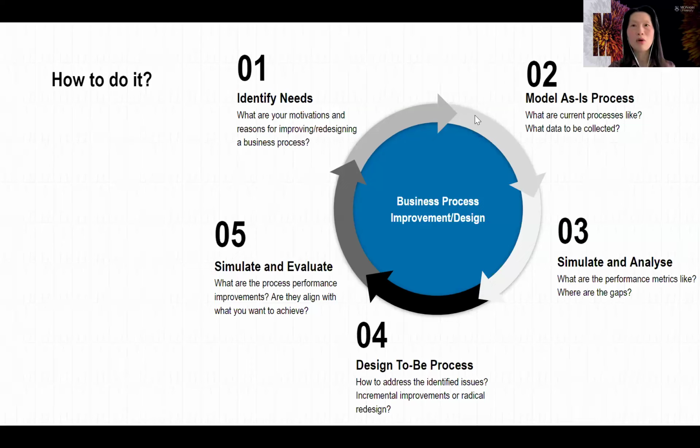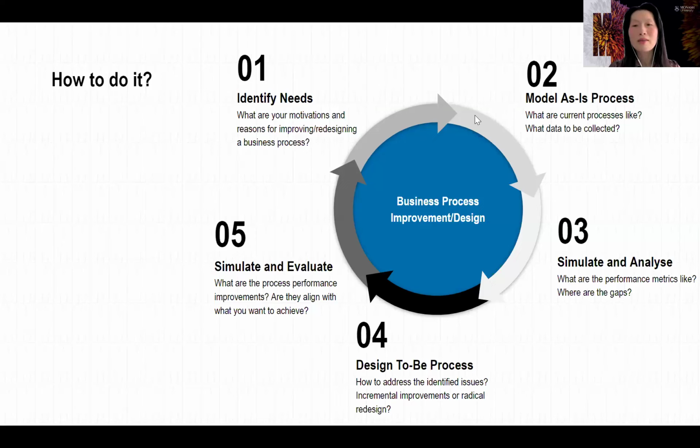And through the simulation model, you can see the performance metrics, and then it's very data driven. You can see exactly what the current performance is like. So what's the utilization of the resources, what's the customer waiting time, the whole cycle time, and then you can identify where the gaps are. Okay, so once you identify the gaps, then you need to think about, because it's all about analysis, and then you need to design a better solution.